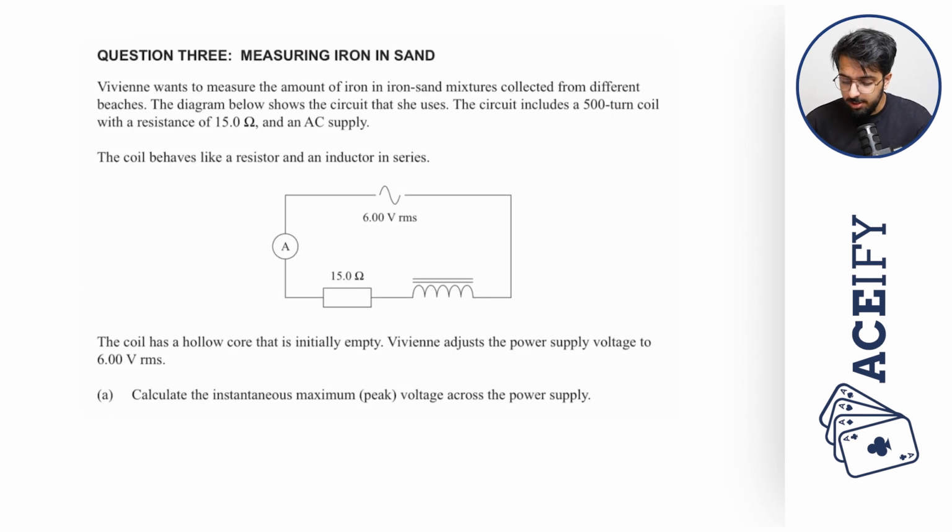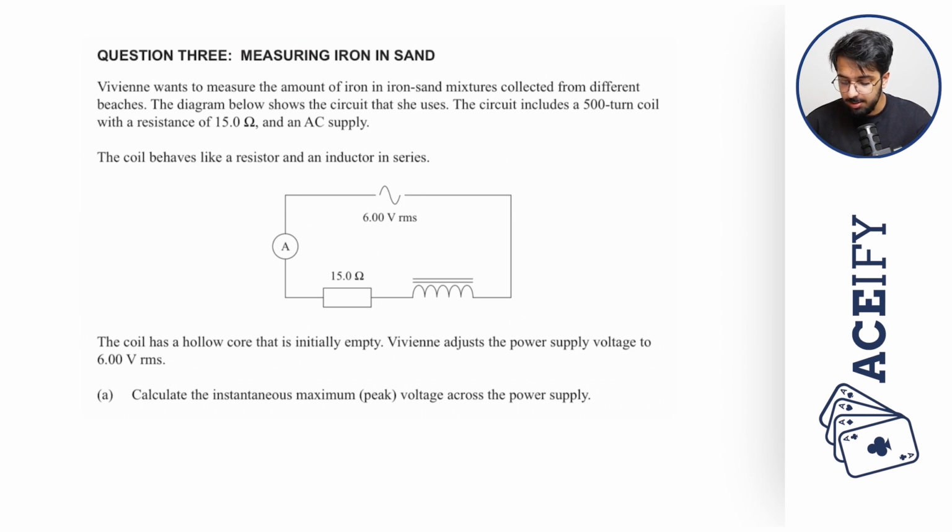Vivian wants to measure the amount of iron in iron sand mixtures collected from different beaches. The diagram below shows a circuit that she uses. The circuit includes a 500 turn coil with a resistance of 15 ohms and an AC supply. The coil behaves like a resistor and an inductor in series. The coil has a hollow core that is initially empty. Vivian adjusts the power supply voltage to 6 volts RMS.